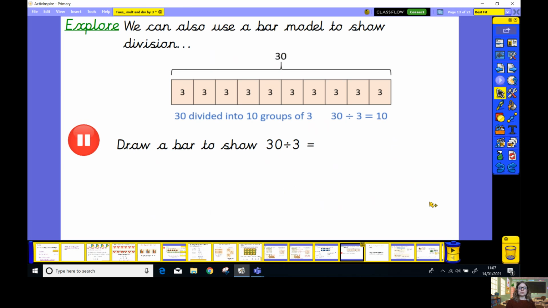Now let's have a go at a bar model. Again, brilliant at showing our maths. Here I have got 30, and I'm going to divide 30 into 10 equal groups. So here I have my whole 30, and here I have my 10 equal groups. Each of them have got 3 in it. 30 divided by 3 equals 10. Now that calculation is probably not correct.